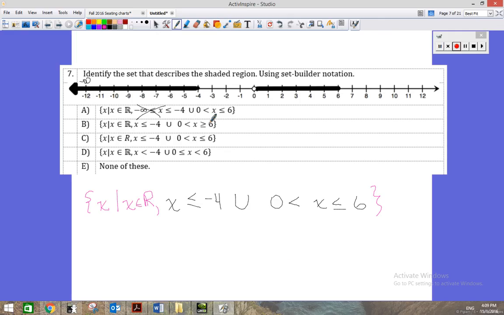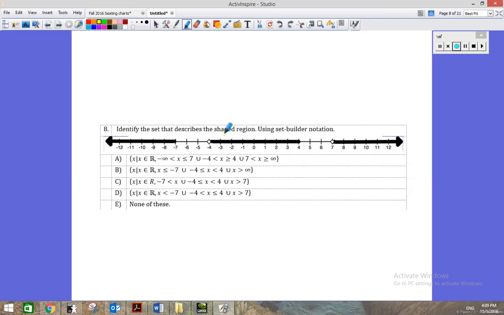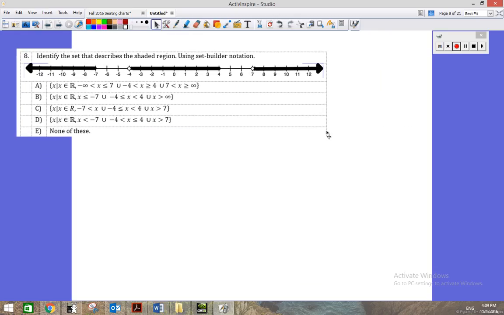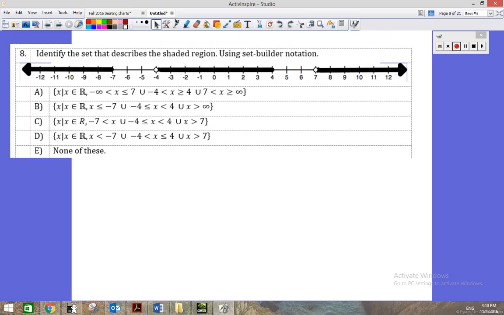No way would I ever choose choice B. The arrows are pointing in opposite directions. There it is in choice C. I've got 0, strictly less than x, less than or equal to 6. This is the one that I want in C. Again, this is set builder notation. And within a set builder notation, within the inequalities, we're not going to have positive or negative infinity. No way would I choose choice A. No way would I choose choice B.